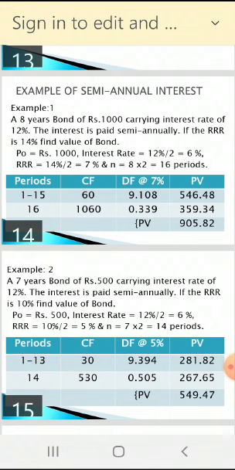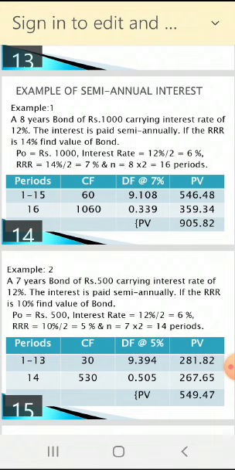7.5 years means multiply by 2, you will find 15 periods. 1 year is equal to 2 periods. So from year 7 up to 7.5, you will get 6% interest on the 1000 rupees bond. So it becomes 60 rupees. 1000 multiplied by 6% is equal to rupees 60.